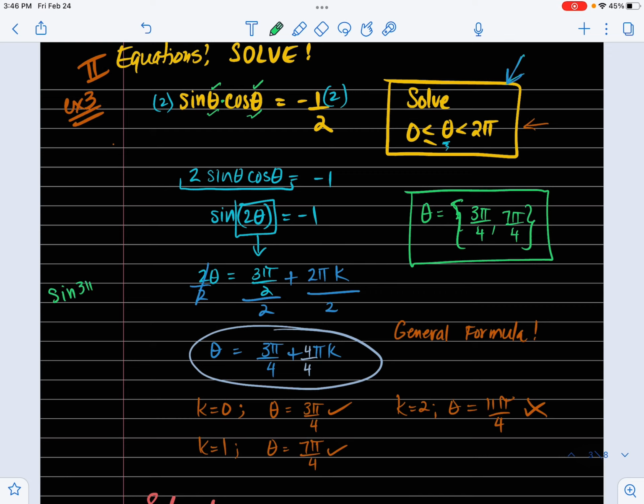So sine 3 pi over 4 times cosine of 3 pi over 4. Sine is √2 over 2, and cosine there is -√2 over 2, which makes it -2 over 4, which is -1/2, and sure, it works. Let's check the other one. Sine of 7 pi over 4 and cosine 7 pi over 4. Sine there is -√2 over 2. Cosine there is √2 over 2. So yeah, it works. 2 over 4, -1/2. Yeah, both work. Alrighty, moving on to the next example.